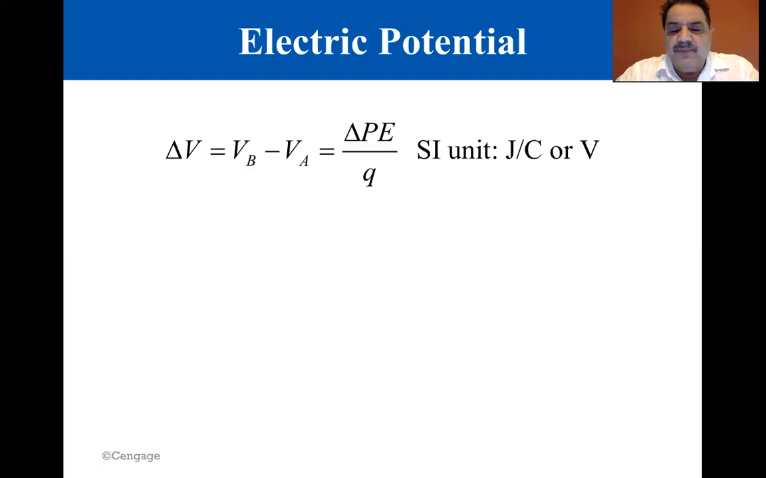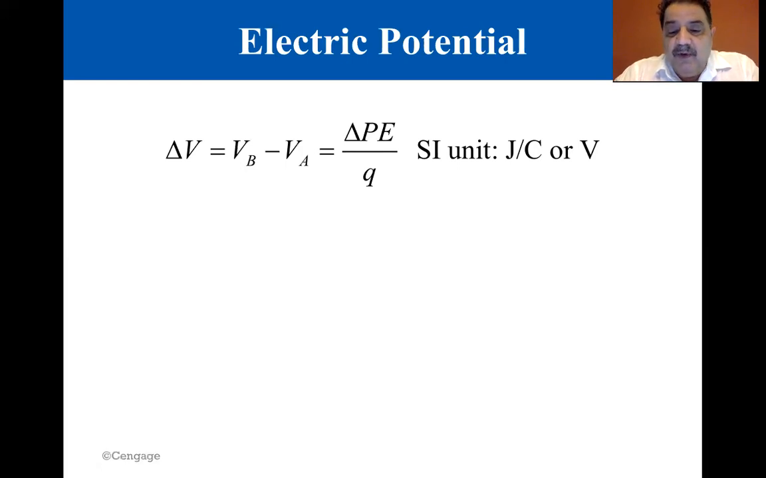Take a look at the units. 1 joule of work must be done to move a 1 coulomb charge between 2 points that are at a potential difference of 1 V. That's a volt, 1 volt. In moving through a potential difference of 1 volt, the 1 coulomb charge gains 1 joule of energy.